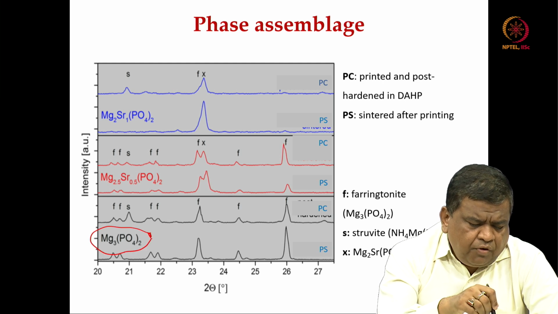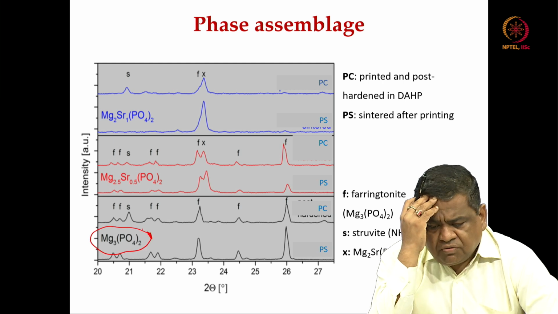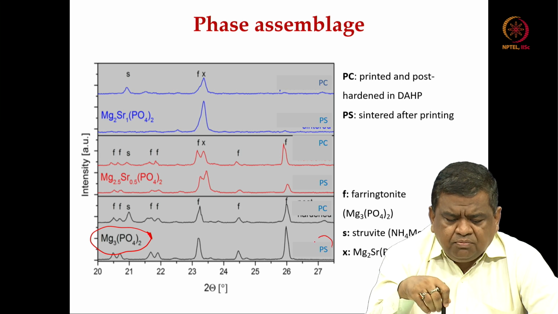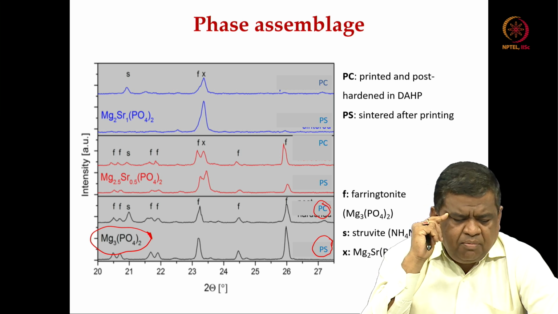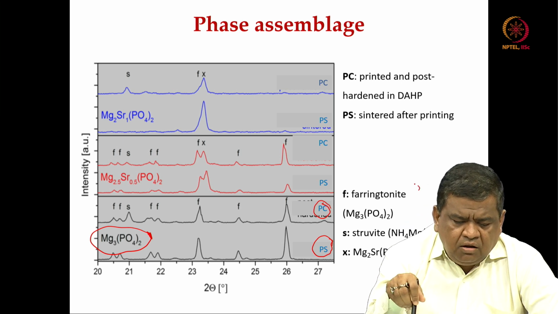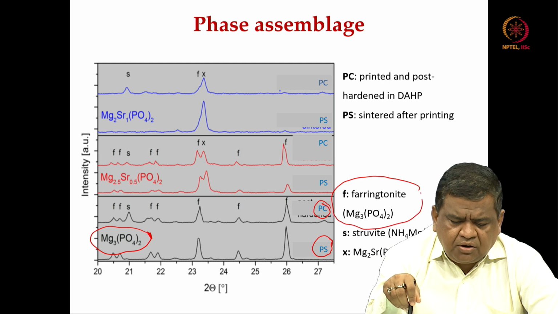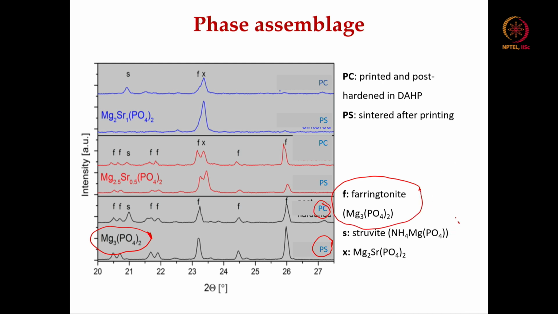So, when you 3D print magnesium phosphate, we have PS, printed and sintered, and PC, printed and chemically converted. When you use printed and sintered, we get magnesium phosphate without any second phases. When you use printed and chemically converted, you get farringtonite, that is magnesium phosphate, and also the struvite phase, that is ammonium magnesium phosphate, this particular phase, which is a quite strong peak.